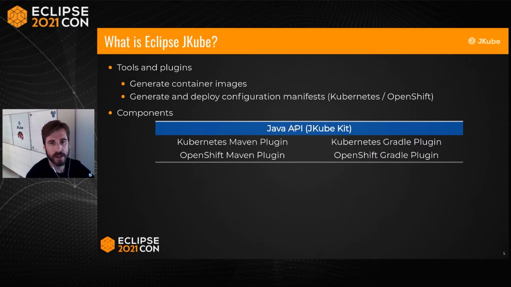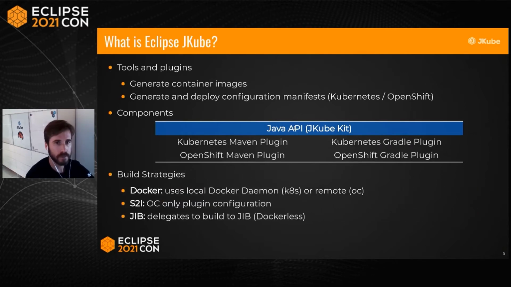The Kubernetes Maven and Gradle plugins should be used when you are dealing with a Kubernetes cluster. And on top of that, you have the OpenShift Maven and Gradle plugins that are extending the Kubernetes plugins and can be used when you are dealing with an OpenShift cluster. It will provide OpenShift specific features such as S2I builds or support for OpenShift specific resources.